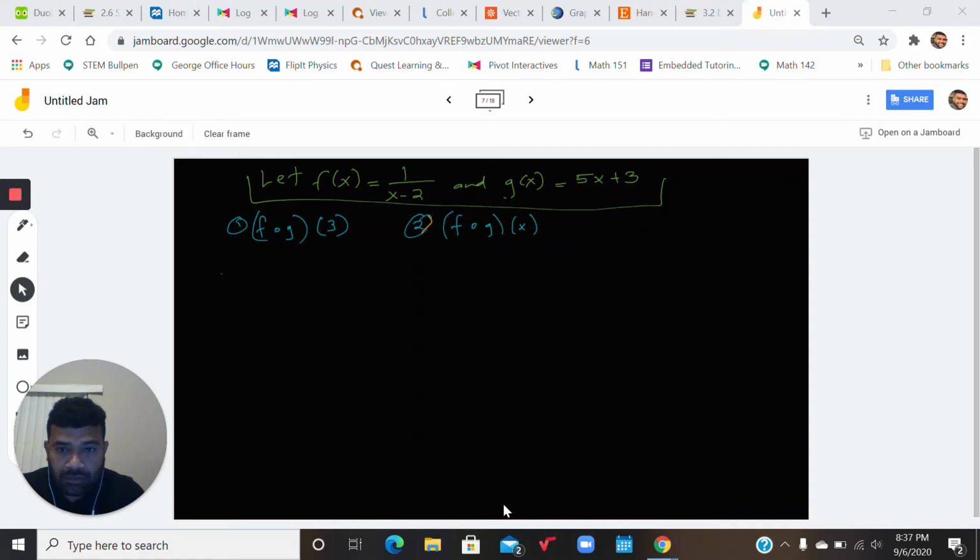The question is, let f(x) = 1/(x − 2) and g(x) = 5x + 3. And then we have two questions. Question number one, it says find f(g(x)), and then once you find f(g(x)), then you substitute the value 3 into this new function right here.